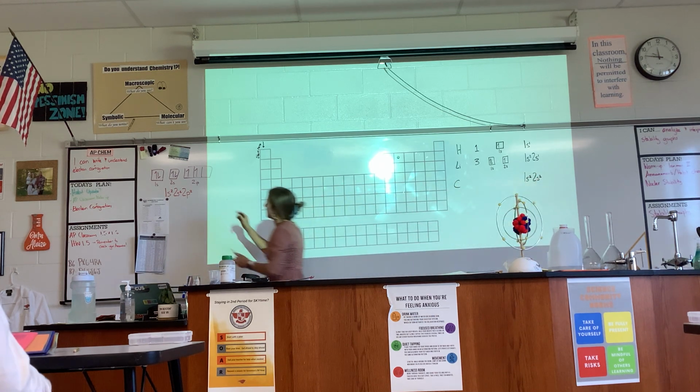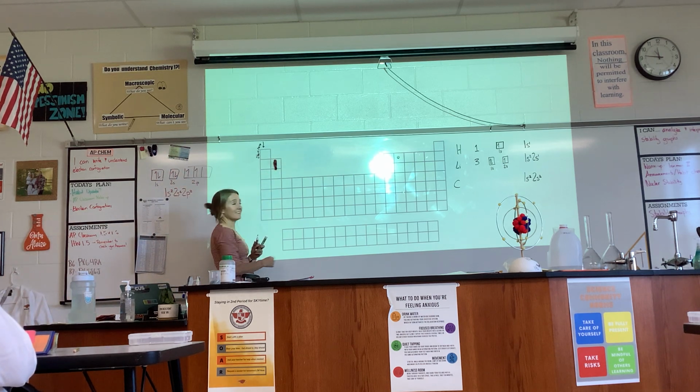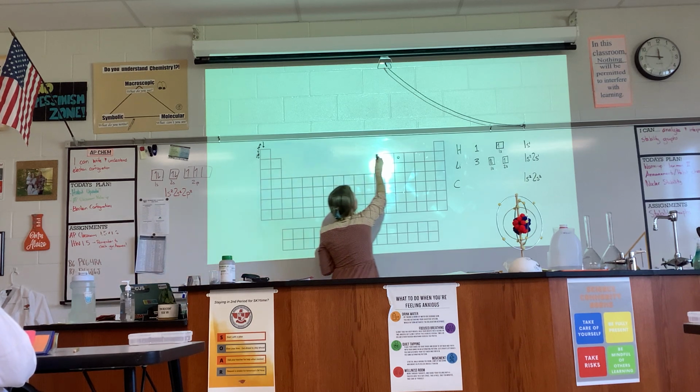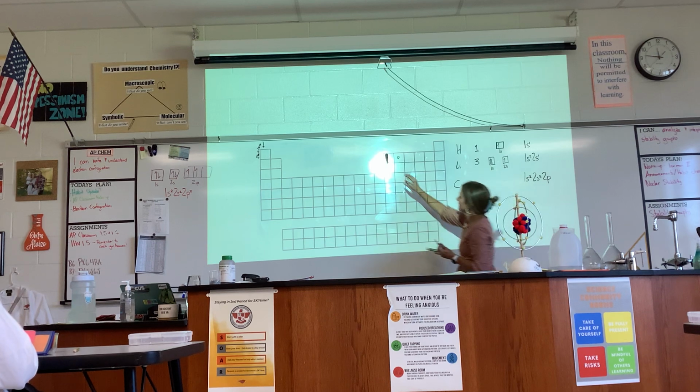Here we go. Maybe we'll use one of my clamps as our moving piece. So now we're here. I'm not to my magnet yet, so I've got to keep going. What orbital is this? 2p. And how many spaces? 2. 1.